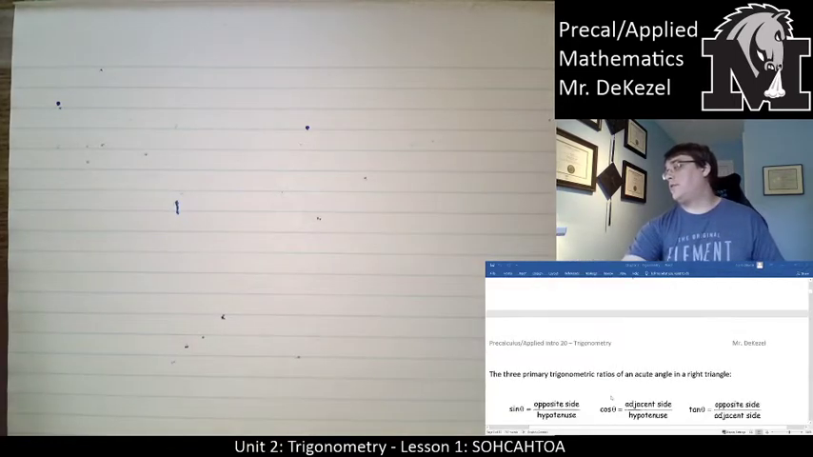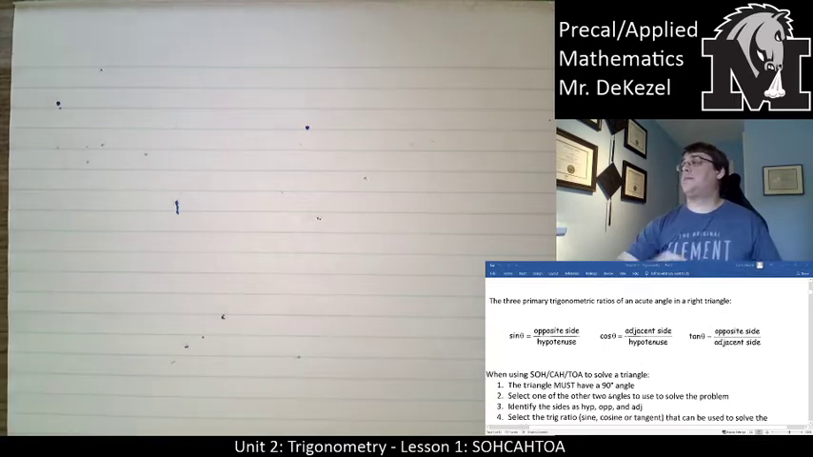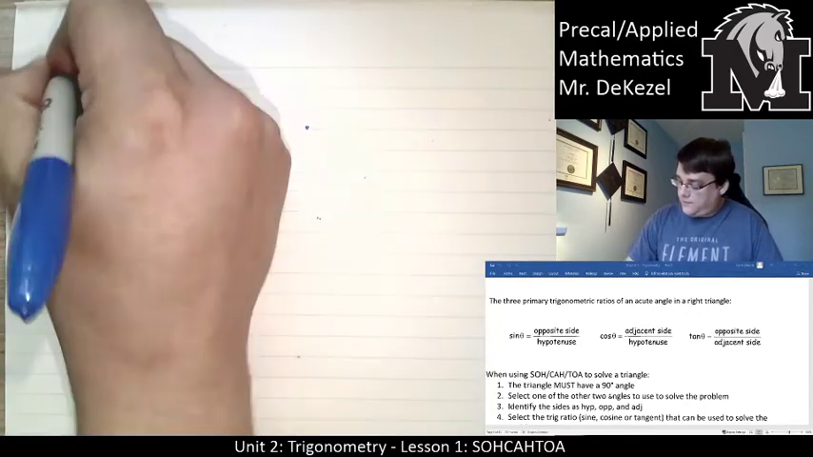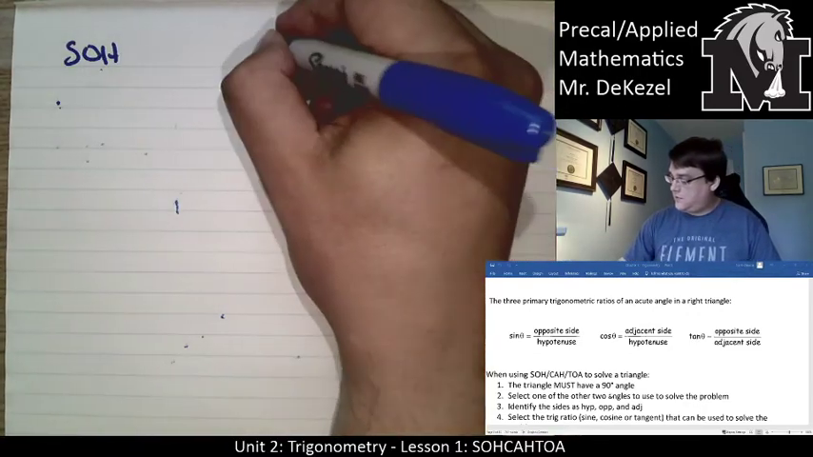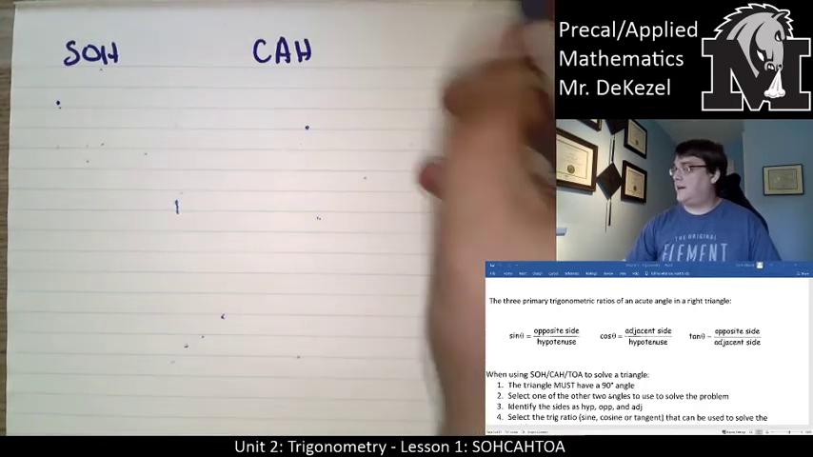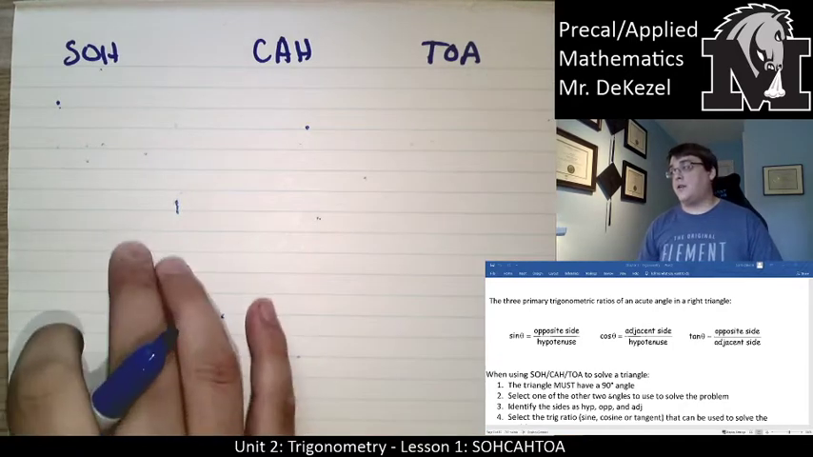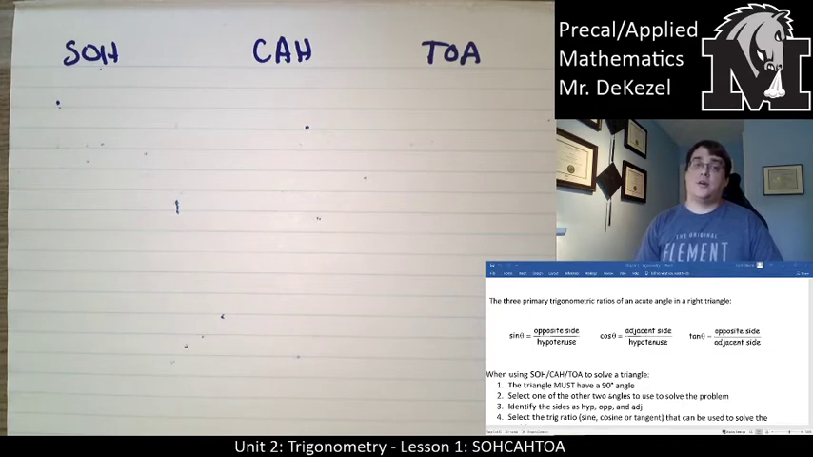So, some things that I know you're familiar with. The three primary trigonometric ratios of acute angles in right triangles. There are actually a few more that we can work with, but that is until a little bit later in your math career. But we'll talk about sine, which is soh, cos, which is cah, and tan, which is toa. So sine is the opposite side over the hypotenuse. Cos is the adjacent side over the hypotenuse. And tan is the opposite side over the hypotenuse.